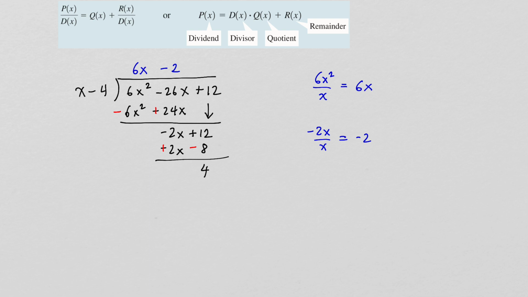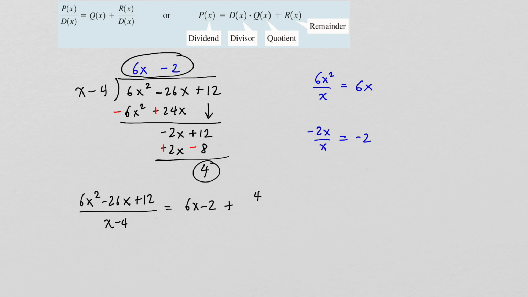So the quotient when dividing 6x squared minus 26x plus 12 by x minus 4 is 6x minus 2. Plus, we have a remainder of 4 over our original divisor, which was x minus 4. So this is one way to write the answer.